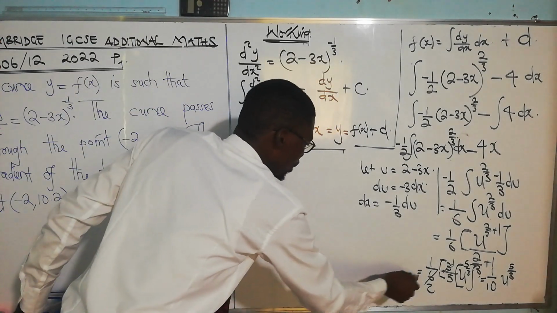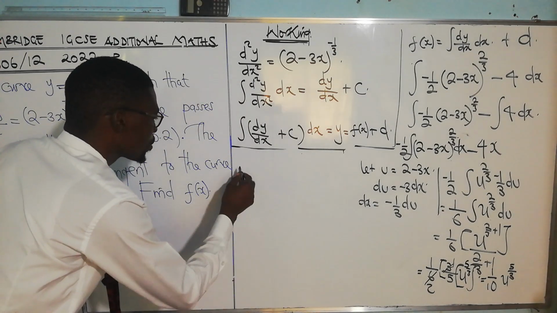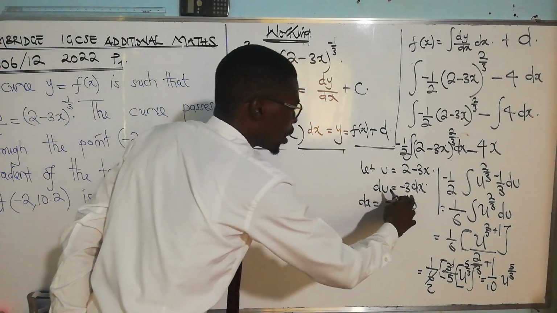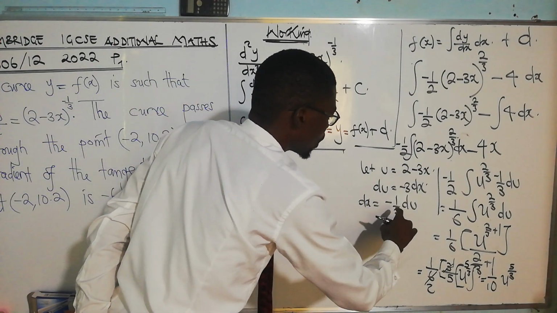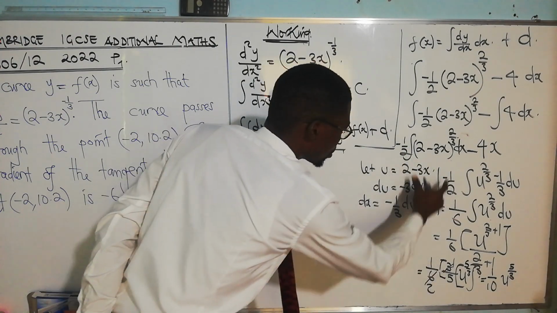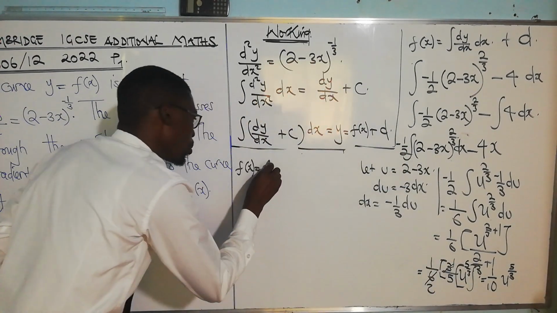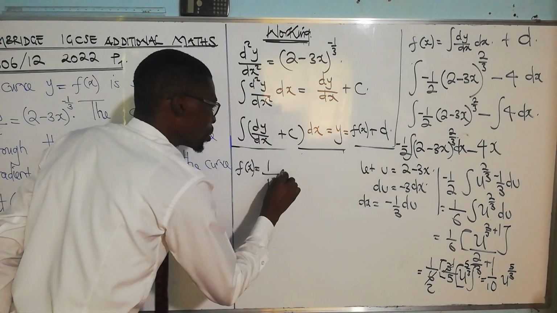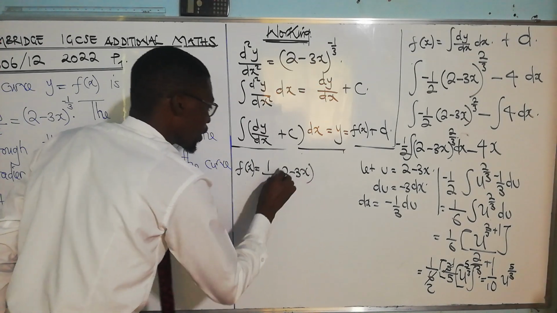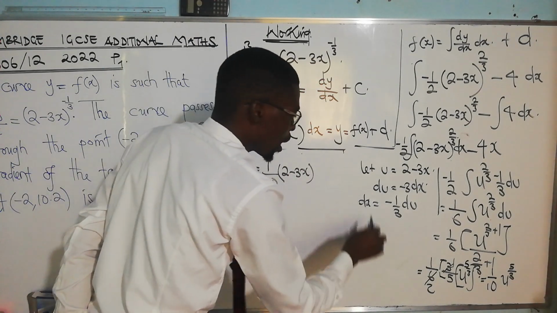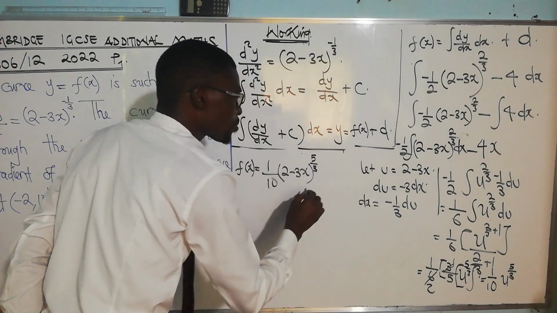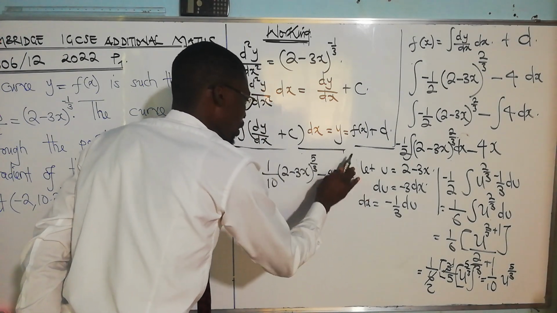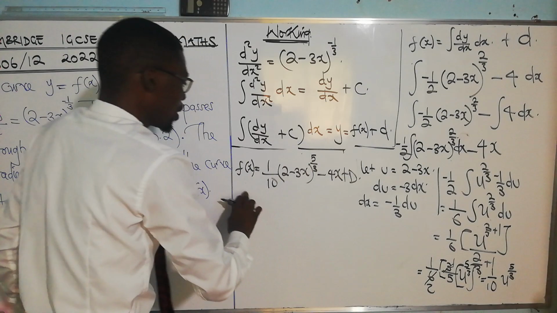So from here, bringing that this side, we're going to have our f of x equal to, we were integrating this one, so the integral of that is this one: 1 over 10, okay, u is 2 minus 3x, so you put 2 minus 3x, everything to the power 5 over 3, then minus 4x, plus d. So this is f of x.